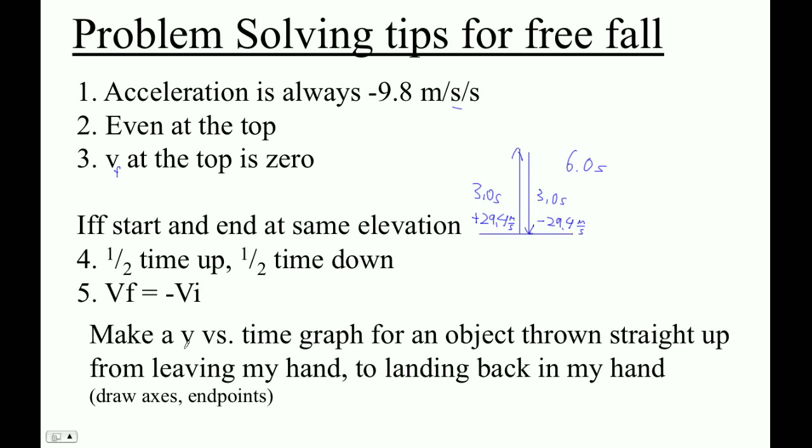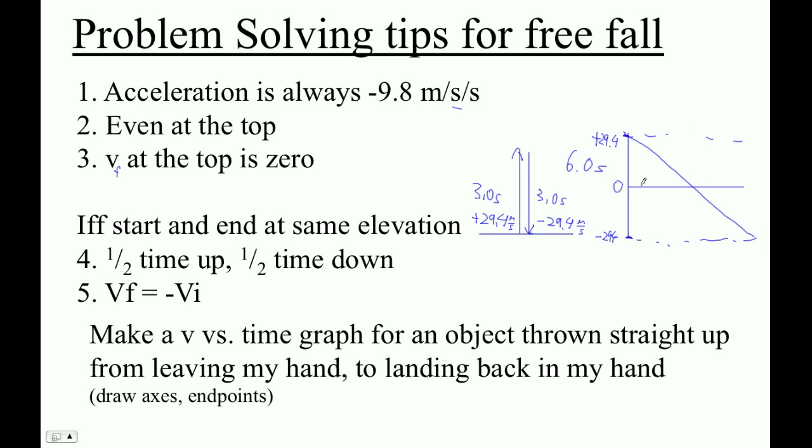But first, let's make a little graph, a velocity versus time graph for an object thrown straight up and landing back in my hand. Here's our axis. We started at positive 29.4, assuming I could throw it that fast. I don't think I could. And we end at negative 29.4, and it's got to go from there, while it's in the air, to there.